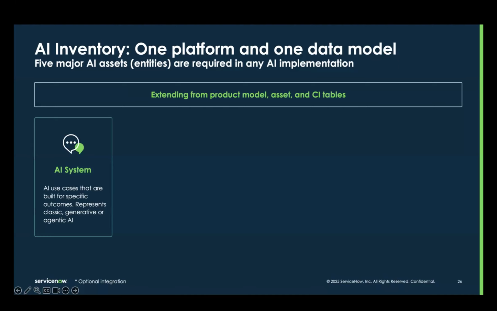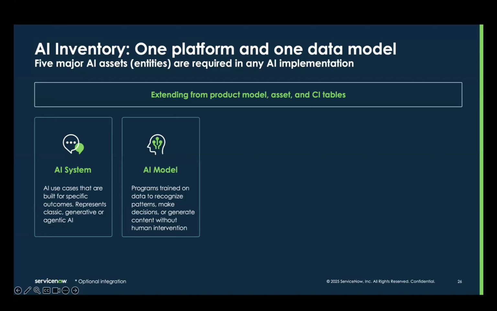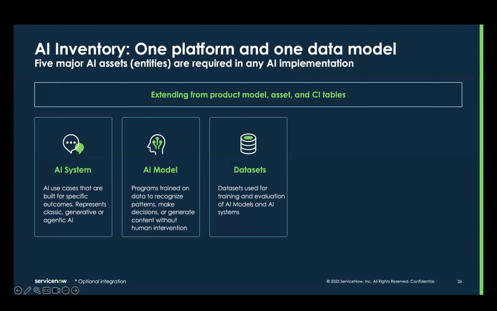So what we refer to as AI systems are primarily the use cases that are being built for specific outcomes and end users. And these can include classic AI, generative AI, agentic AI, but they're all referred to as AI systems. Next, we need AI models, which are the foundation for the AI system. So they are the programs that are trained to derive the needed content without human intervention. And multiple data sets can be used to train a model so that the AI system can then perform the right level of activities and make specific decisions in the targeted area.